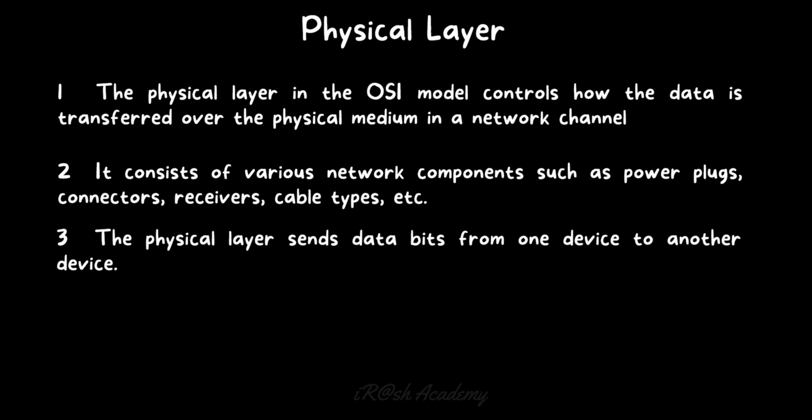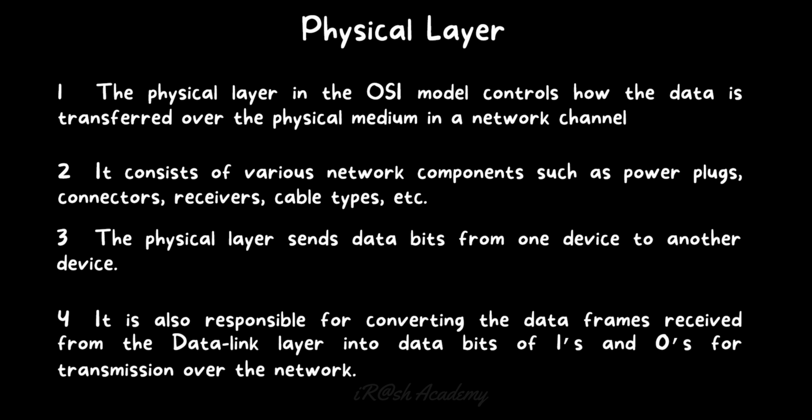The physical layer sends data bits from one device to another device. It is also responsible for converting the data frames received from the data link layer into data bits of ones and zeros for transmission over the network. In the network layer, the data is called a packet, and when this data moves to the data link layer, it is called a frame. So these frames from the data link layer are received by the physical layer, which converts that data into zeros and ones and transmits it over the network.